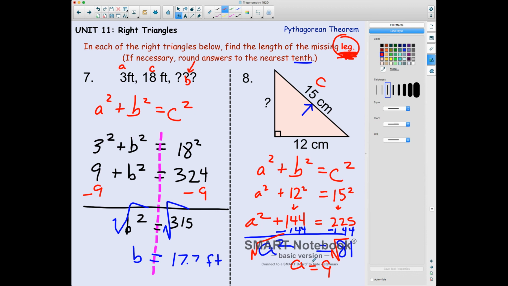I don't know. So we do square root. 81 square rooted is 9. It's centimeters. So we keep it as centimeters. And that is that. So we found the missing side is 9 centimeters. We used the Pythagorean Theorem, and we did it.